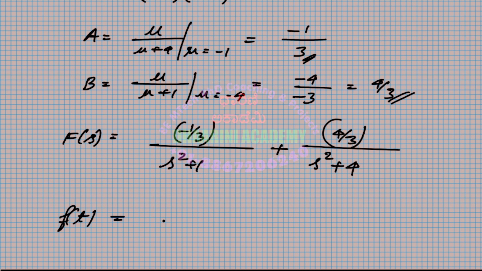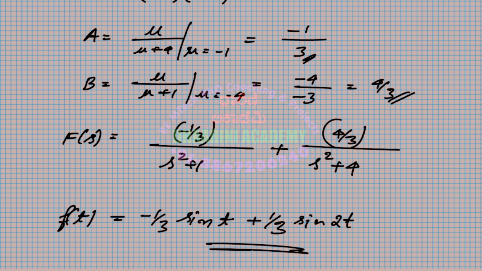So take f of t. Therefore, f of t should be equal to minus 1 by 3, I'll take it out. This is simply sine, right? S by s square plus a square, sine t. Then 4 by 3 is there. I need a 4 sine 2t, isn't it? So 1 by 3, I can take that also out, correct? So plus 1 by 3 times sine 2t. That is the required answer.